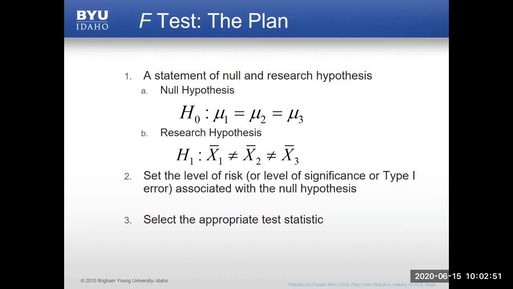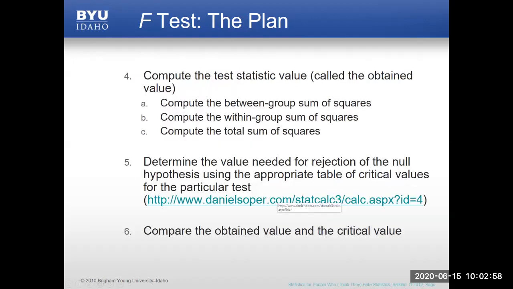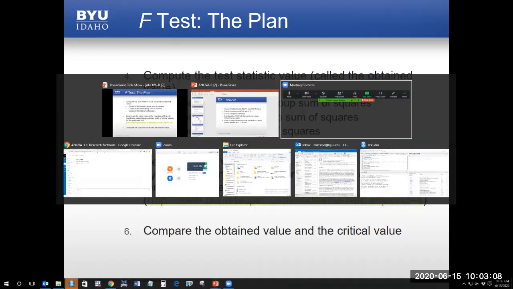We choose the appropriate test statistic. Since we're learning about how to do the F test or the ANOVA, we'll choose the F. Then I compute my F. Then I go to this website or some other place and find the critical values of the F. Oh, that website doesn't work. Well, we'll just Google it. I find the critical value of the F statistic, right?